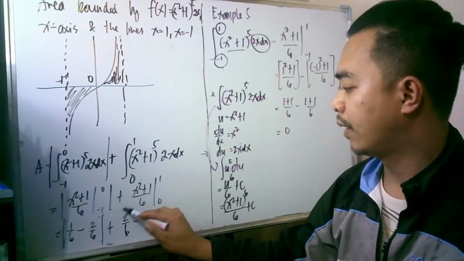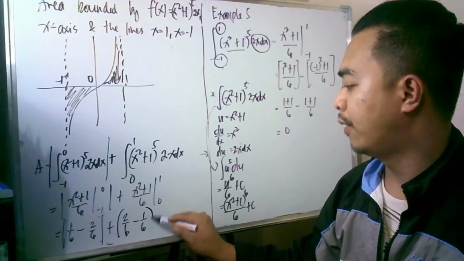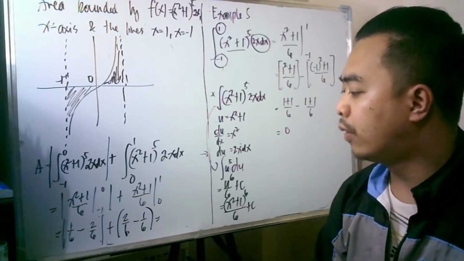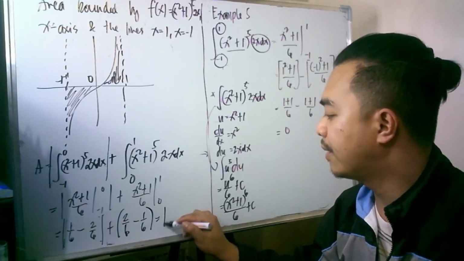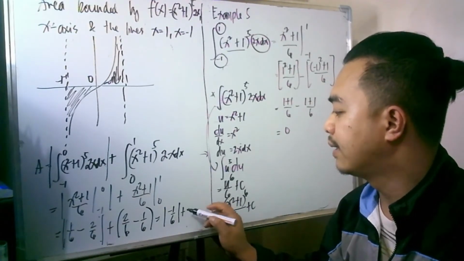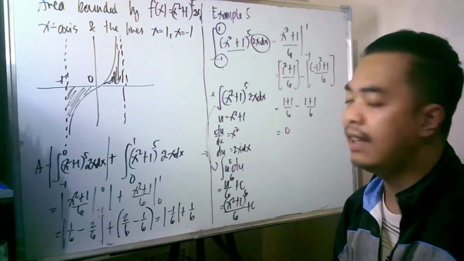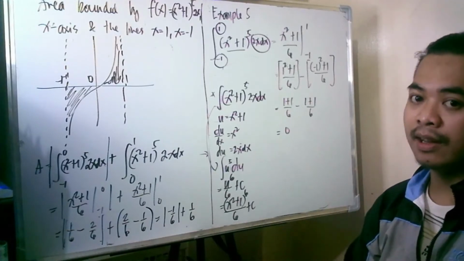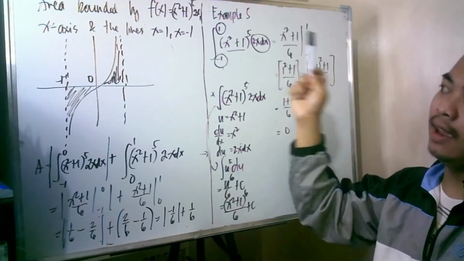Minus, pag i-substitute natin yung 0, 1 over 6 na lang yung maiwan. Ang 1 over 6 minus 2 over 6 ay negative 1 over 6. Ito yung sinasabi ko. Negative 1 over 6, plus, ano makukuha natin dyan? Positive 1 over 6. Kaya naging 0 yung pinakita ni GeoGebra kasi parang ganito yung interpretation niya.